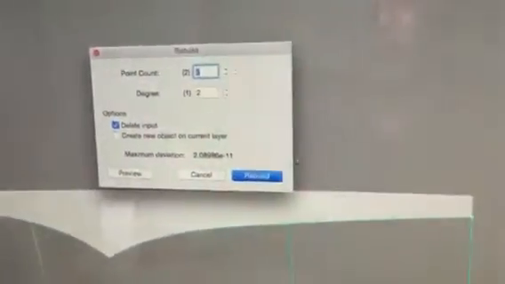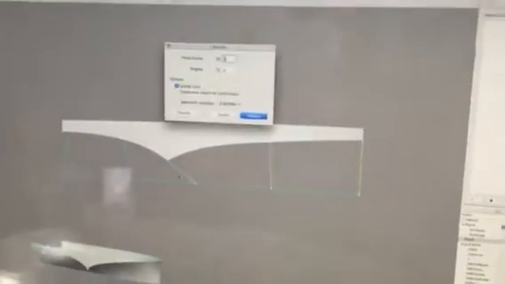Okay, so now what you want to do is you can rebuild these lines. So rebuild these lines to 3 segments and 2 degree curves. So rebuild, and also these lines need to be rebuilt also.